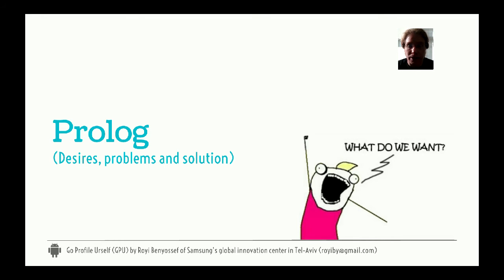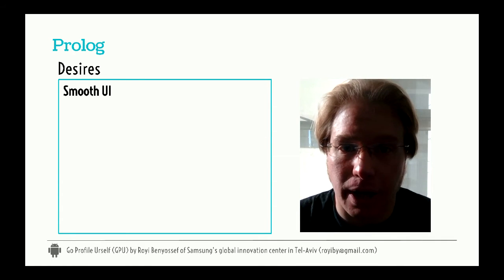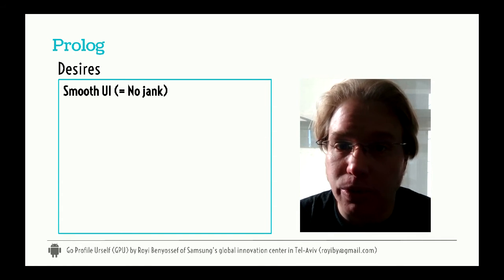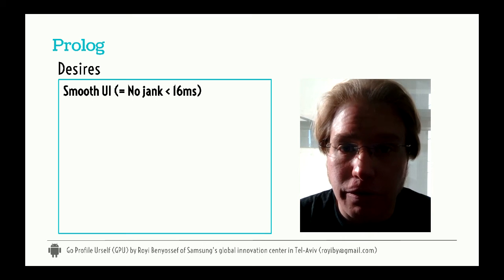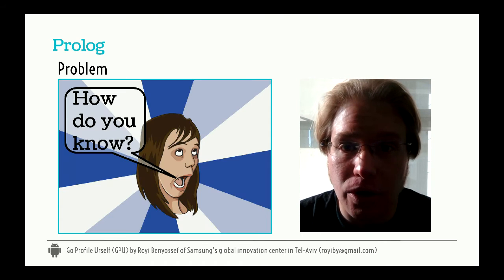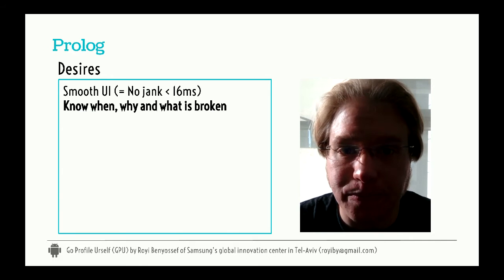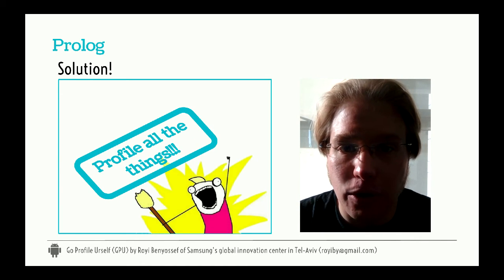So, what do we desire today? Well, we want to have a smooth UI in our Android application, which means that we do not like jank. So every frame must be drawn in under 16 milliseconds to get 60 FPS. What's that, you say? You don't know how to get the information of how much time each frame takes? Okay, let's add that to what we want, to know when it is too long, why, and what's broken. How? By profiling, of course.